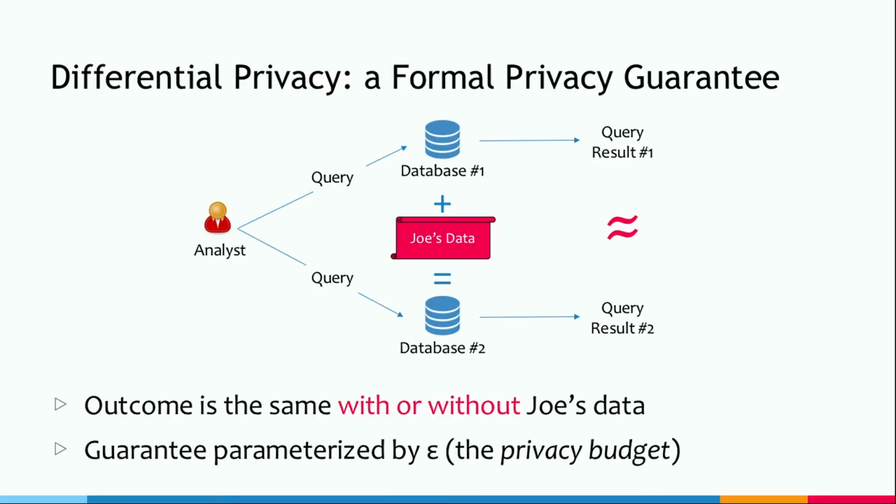You can write it formally in terms of probabilities. One thing I'll mention that's a technical detail that'll pop up later in the talk is that there's a parameter to the guarantee that differential privacy gives you called epsilon. And it's often also called the privacy budget. And it's basically a number that tells you how strong is the privacy guarantee that you get.